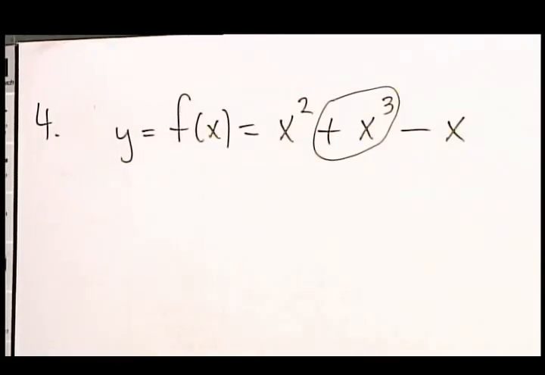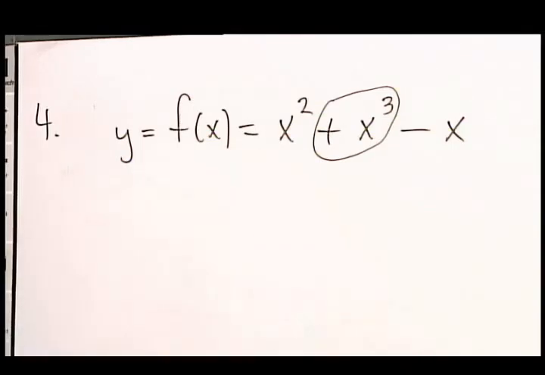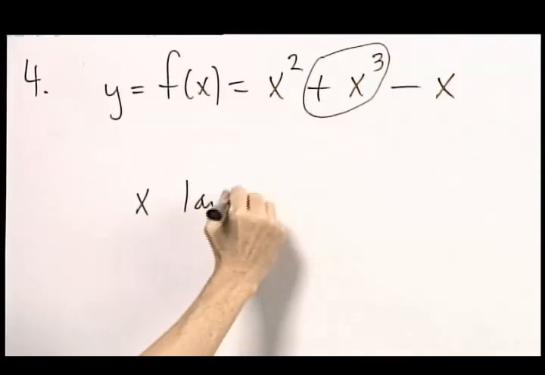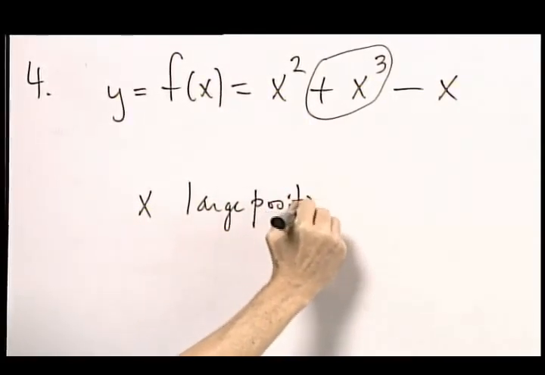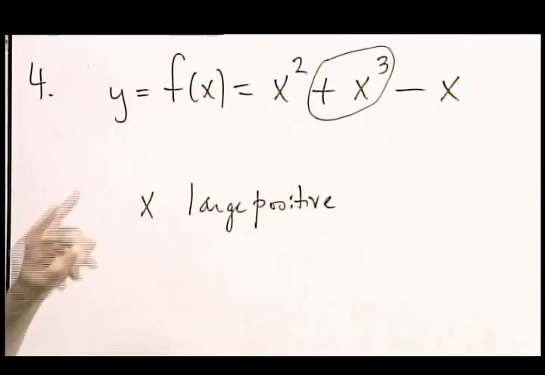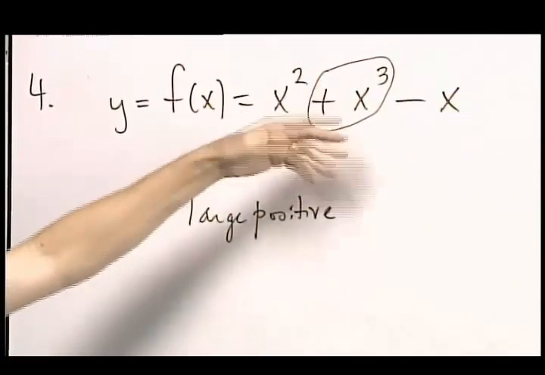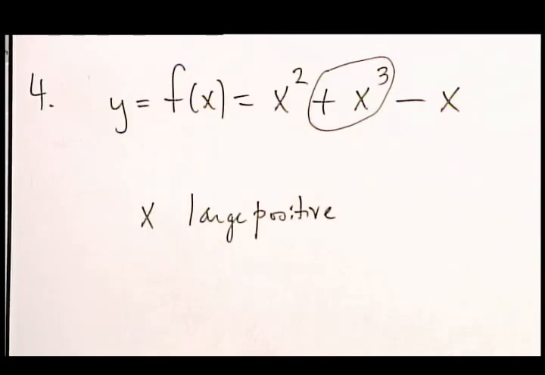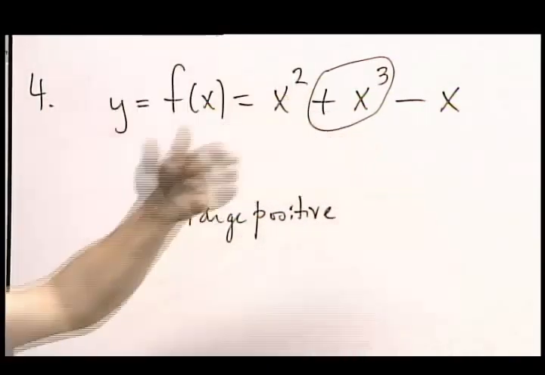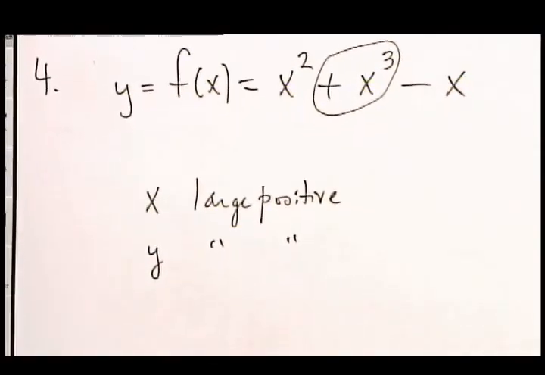And now I'm going to ask myself, what happens to y, for example, when x gets to be a very large positive number? X is large positive. That means I have moved way out to the right. What happens to the y? Y is a plus x cubed will be a large positive number, and plus a large positive number. Y will also be large positive.